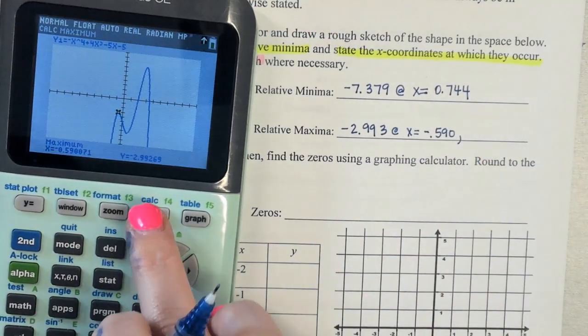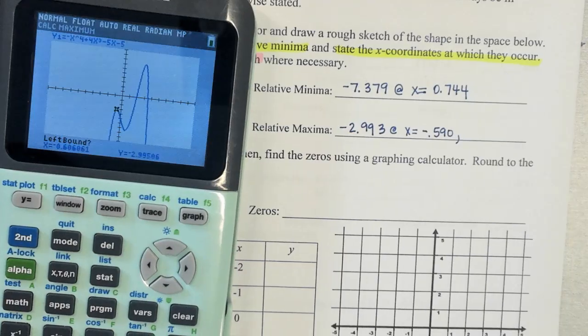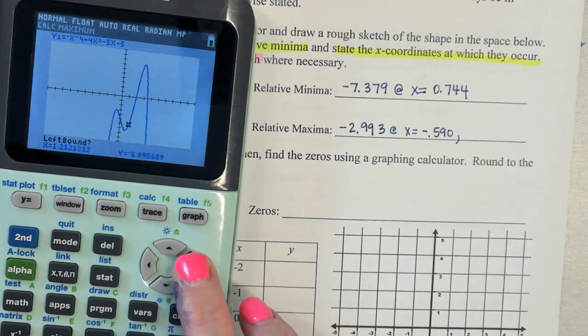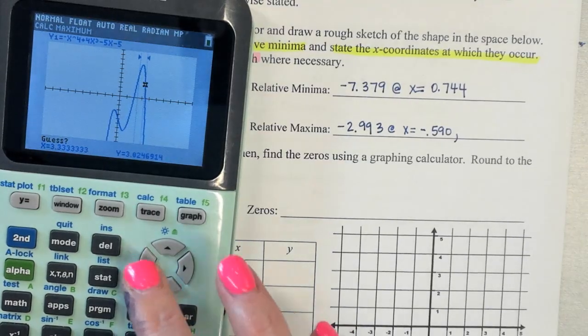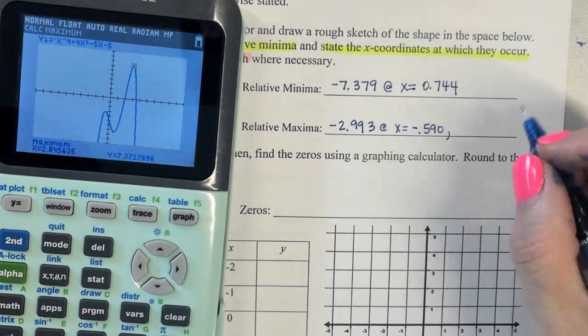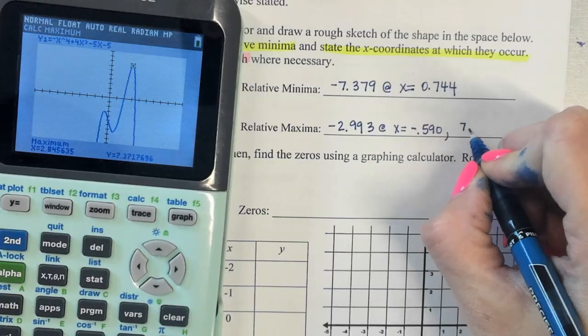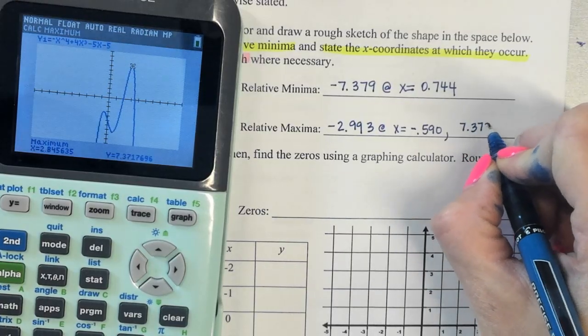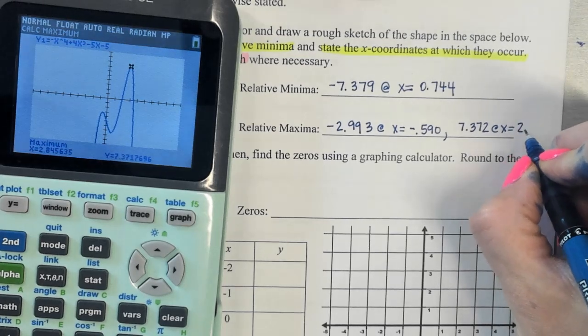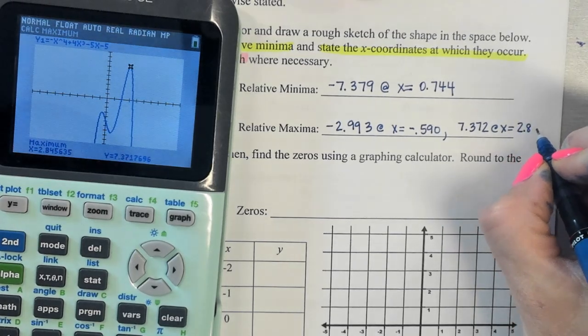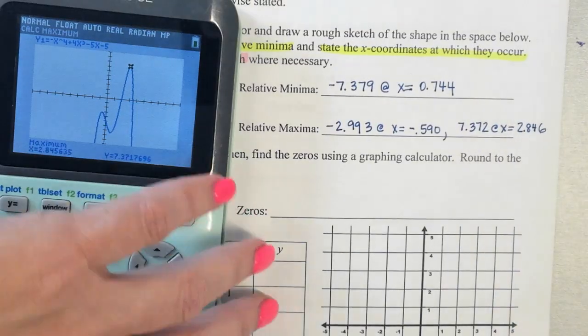Okay, and then our second one, again, I'm going to go to the maximum. We're going to go to the left. We're going to go to the right. Okay, and then you should have 7.372 at x equals 2.846.